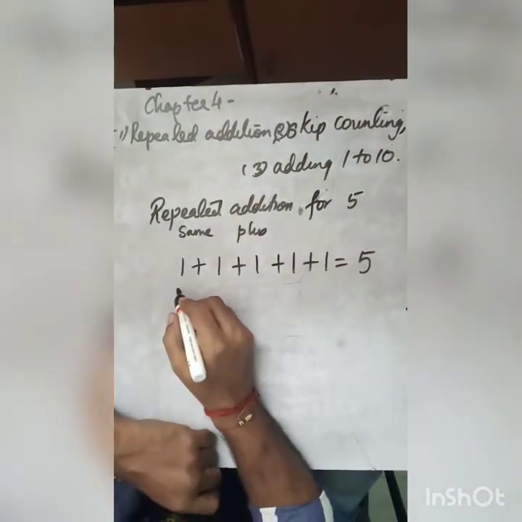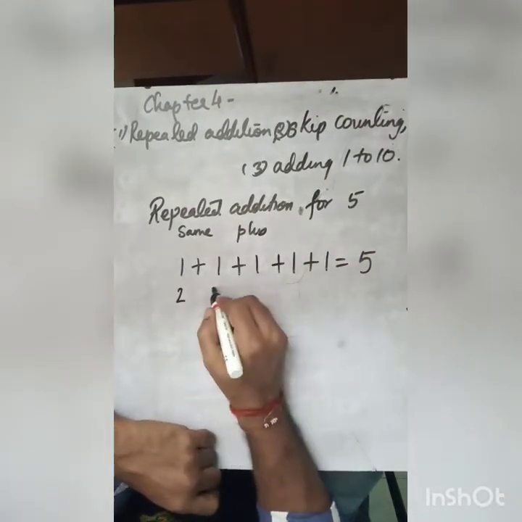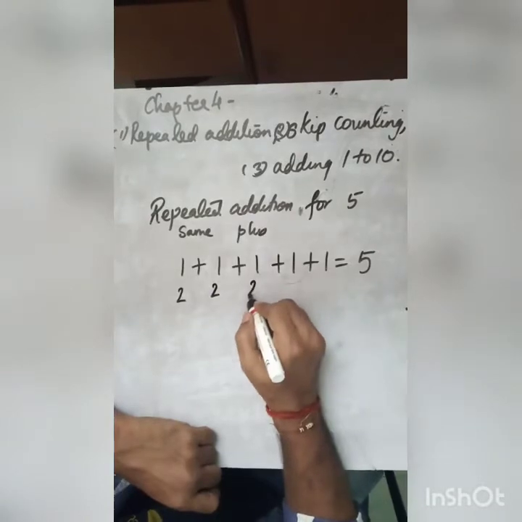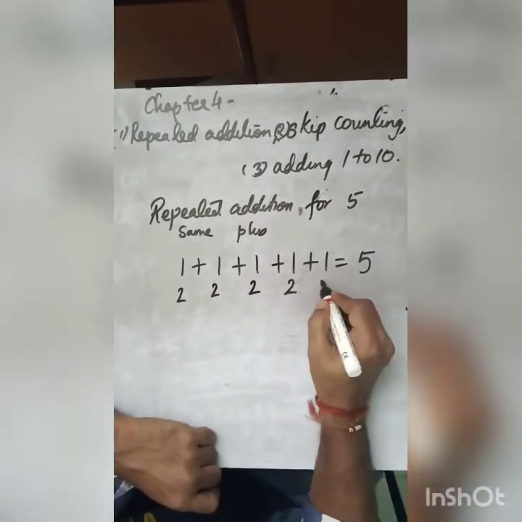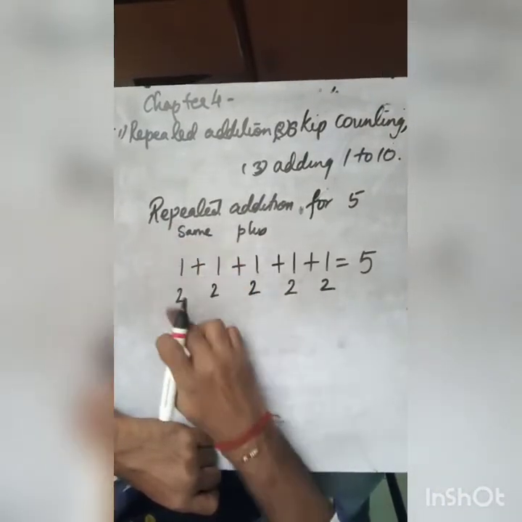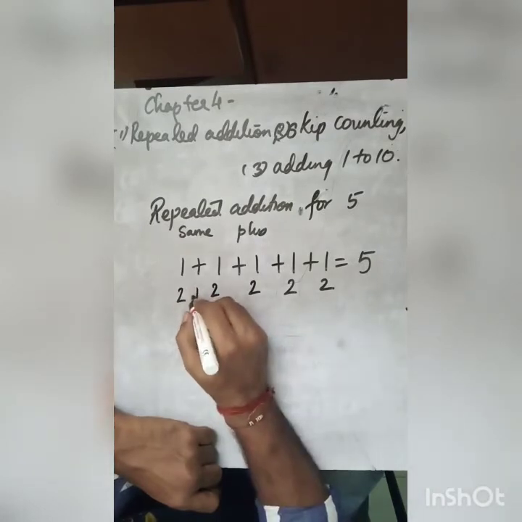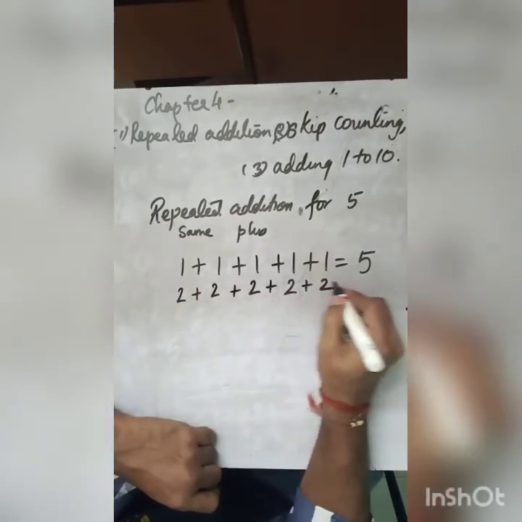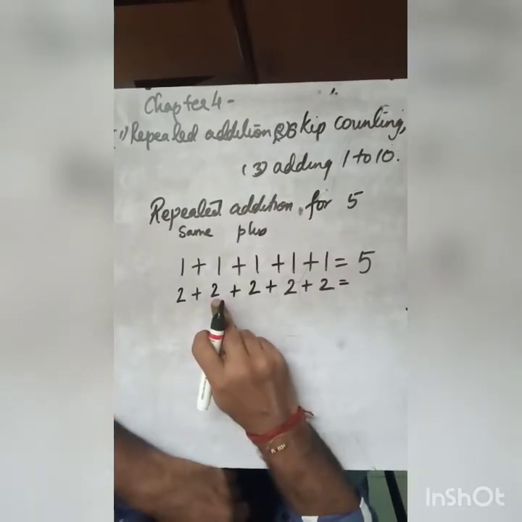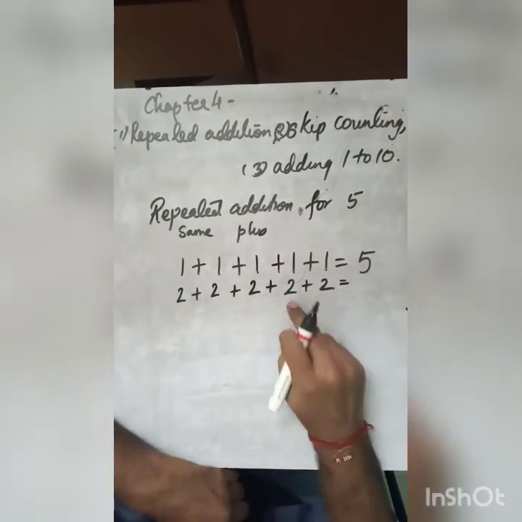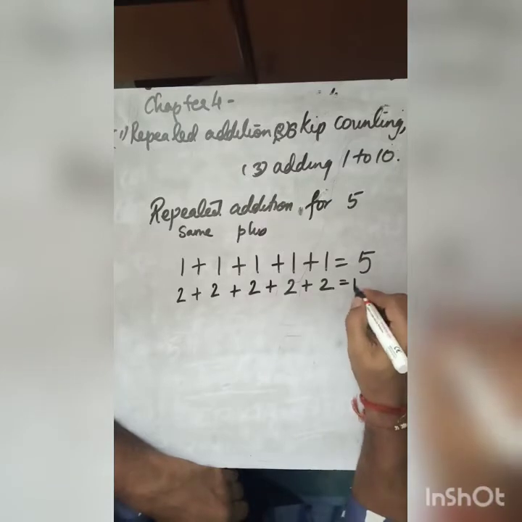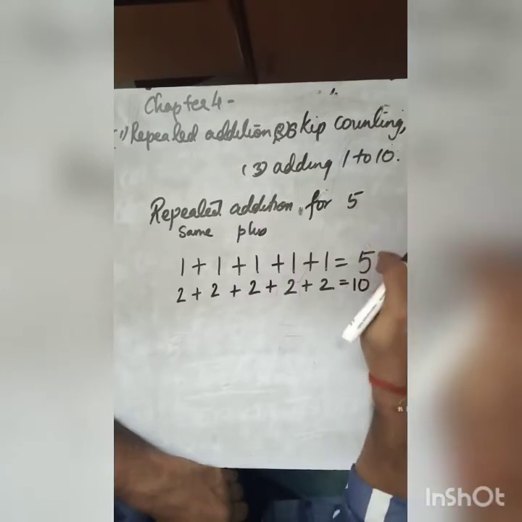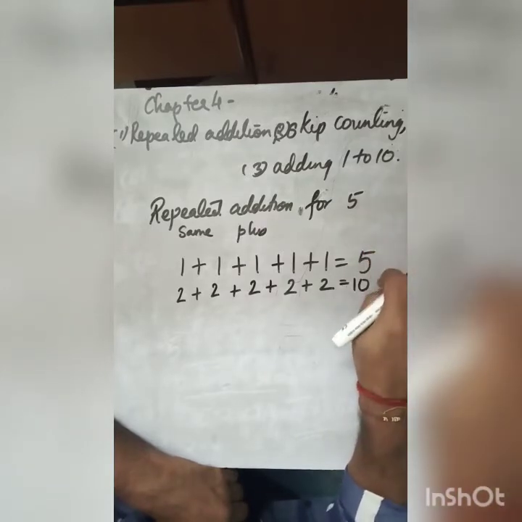Ab iske baad, 1 ke baad next number kya hai? 2, 2, 2, 2, 2. Repeated matlab same number aaya. I need to do the addition, plus, plus. Which gives me 2 plus 2, 4 plus 2, 6 plus 2, 8 plus 2, 10. So if you see, we are actually getting the table of 5 here.